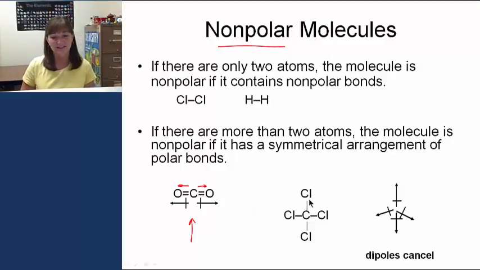So here is carbon tetrachloride, and it turns out that they have polar bonds. So the chlorines are pulling the electrons away from the carbon, but they are pointing to the corners of a tetrahedron. So their dipoles end up canceling. So carbon tetrachloride is going to be a nonpolar molecule, even though it has polar bonds.